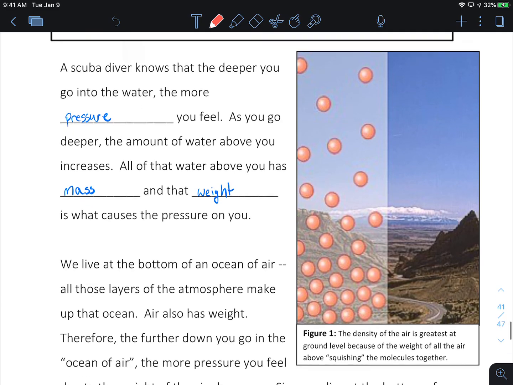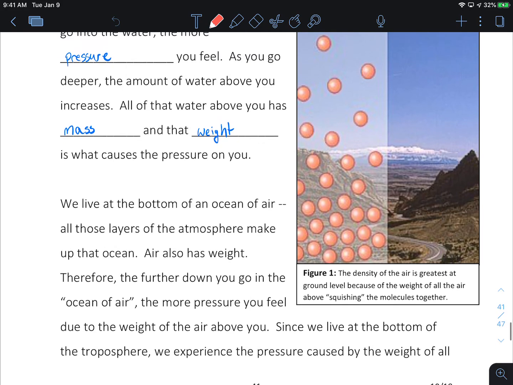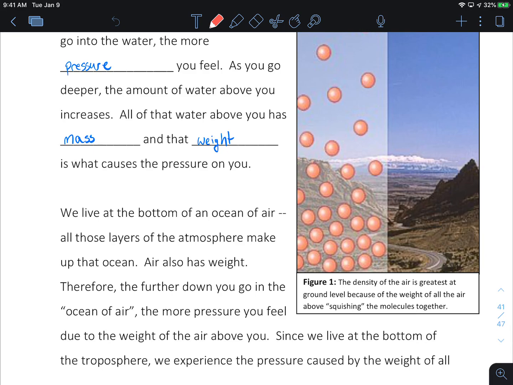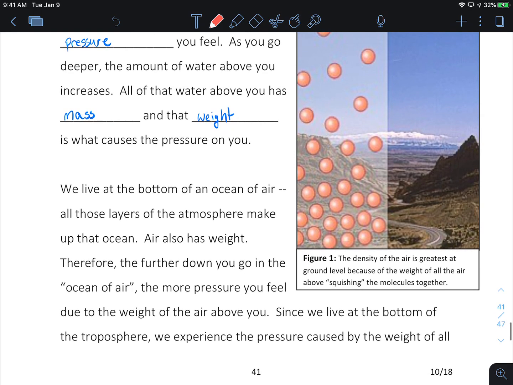Well, the same case exists in the air. When you're on land, you're at the bottom of an ocean of air molecules. They're not water molecules, so they're a little bit lighter. They're in a different phase, so they're a lot less dense, but they are still above you and they are still weighing down on you. And this air has mass, and therefore it has weight.